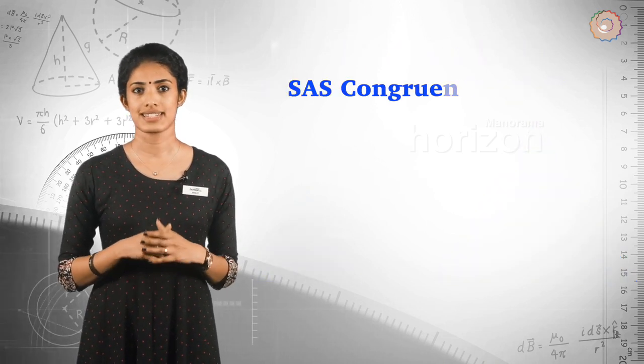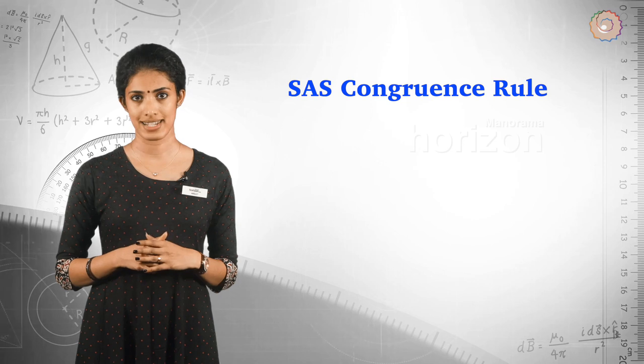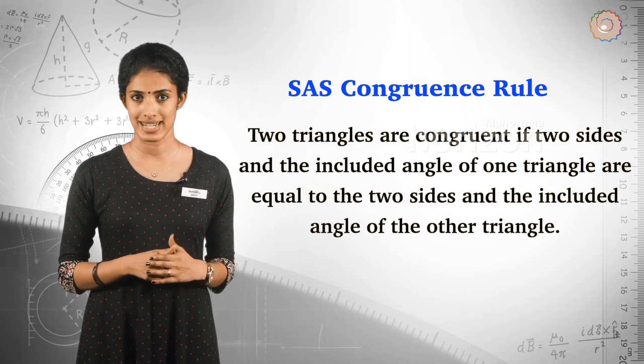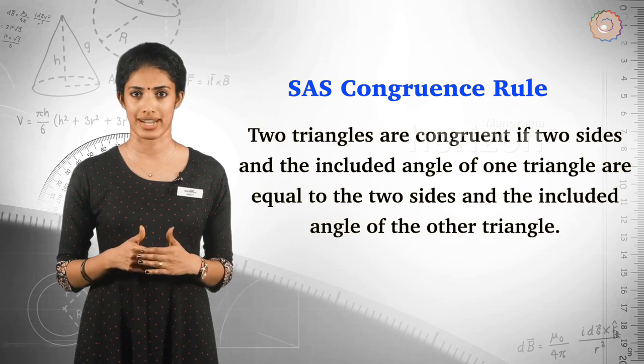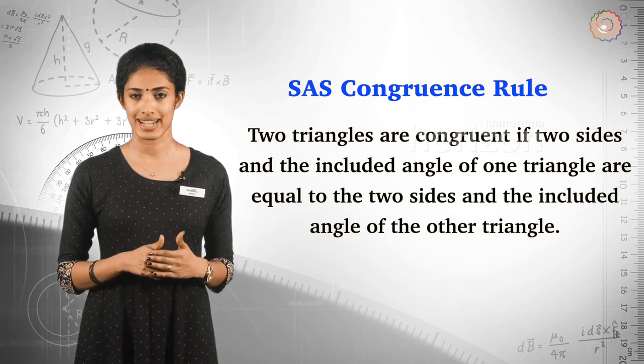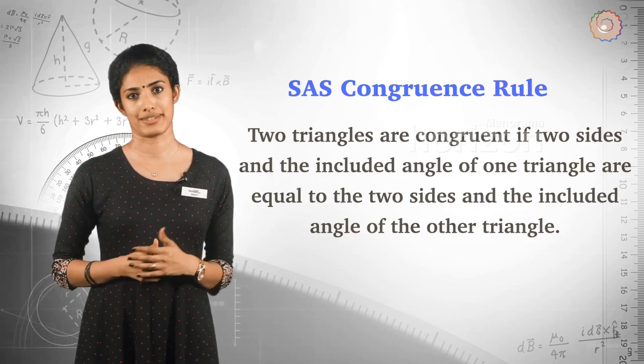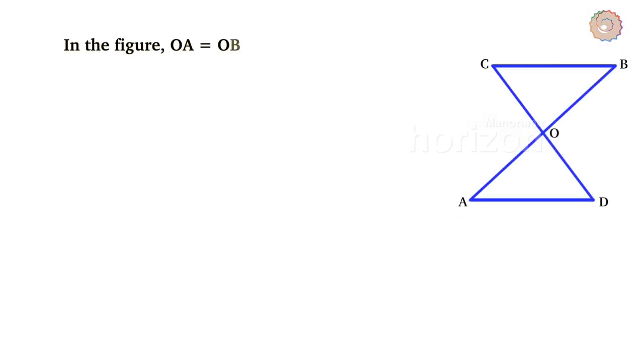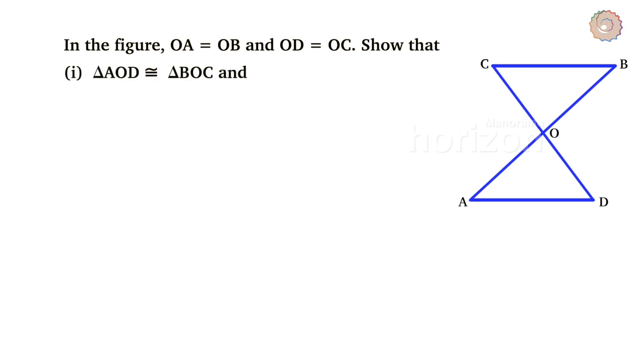Now, let us discuss the second criteria, that is SAS, which states that two triangles are congruent if two sides and the included angle of one triangle are equal to the two sides and the included angle of the other triangle. Let us take an example to prove the same. In the figure, OA is equal to OB and OD is equal to OC. Let's show that triangle AOD is congruent to triangle BOC, and the second subpart is AD is parallel to BC.